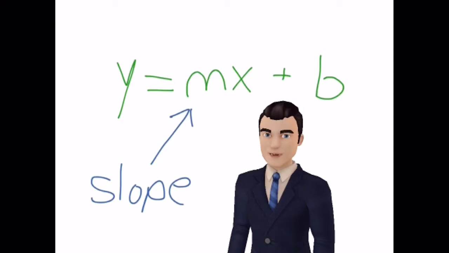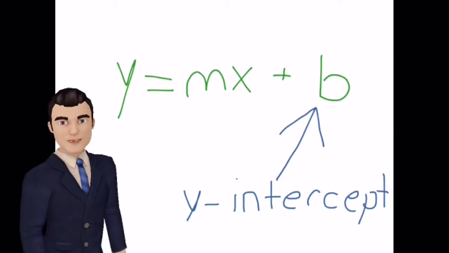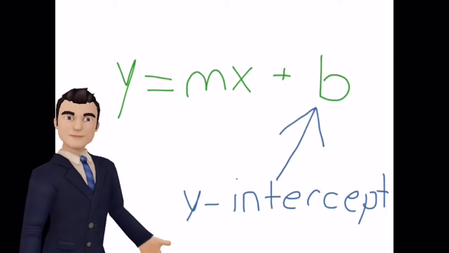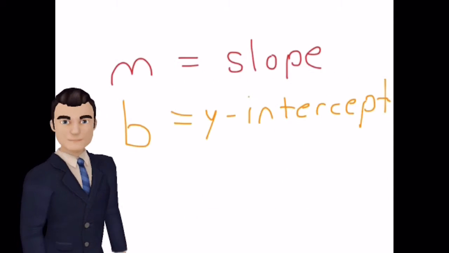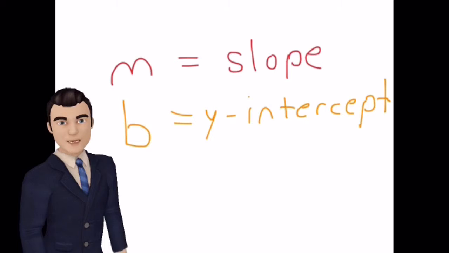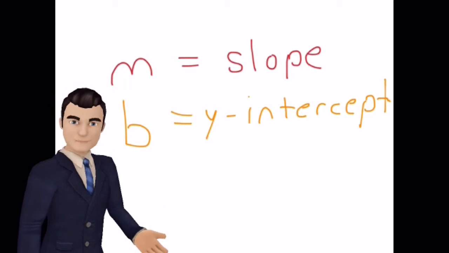M represents the slope. We will go over how to find m in a minute. B represents the y-intercept. The y-intercept is where the slope touches the y-axis. Before we continue, let's review for a moment. M represents the slope and B represents the y-intercept.